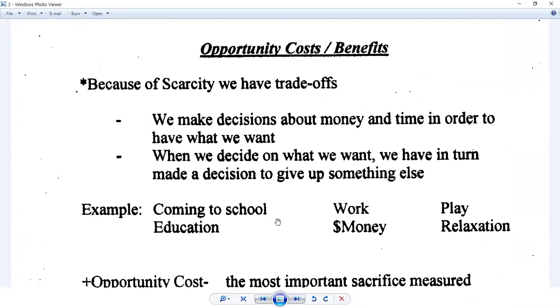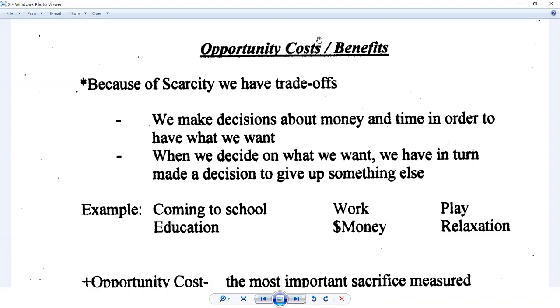When we talk about opportunity cost, you can see that new slide there. Opportunity cost is the most beneficial, or the most valuable item that you gave up in your decision. Because of scarcity, because we have limited resources, time, and money, we have to make trade-offs. We make decisions about money and time in order to have what we want. When we decide on what we want, we have in turn made a decision to give up something else.